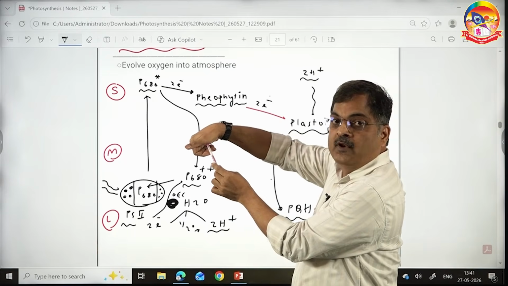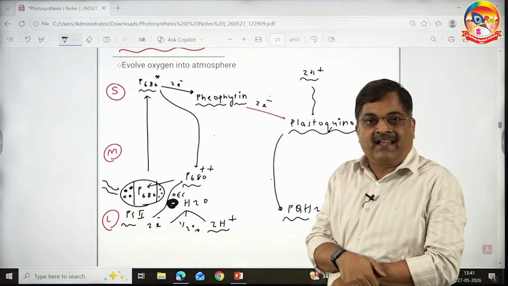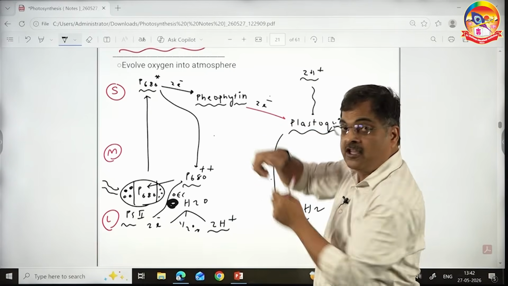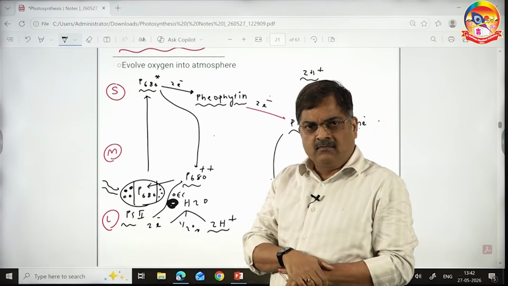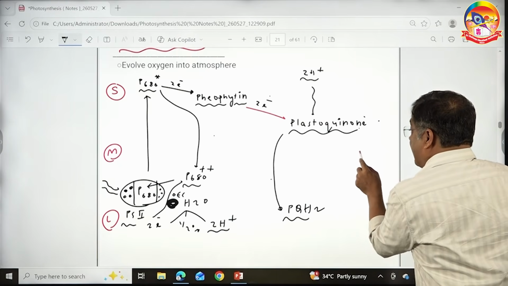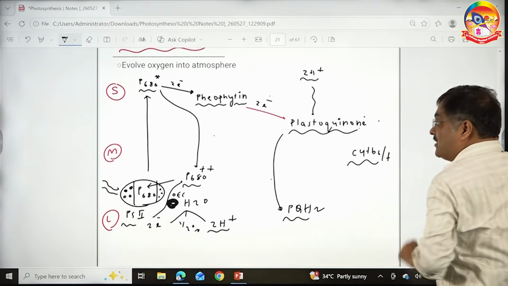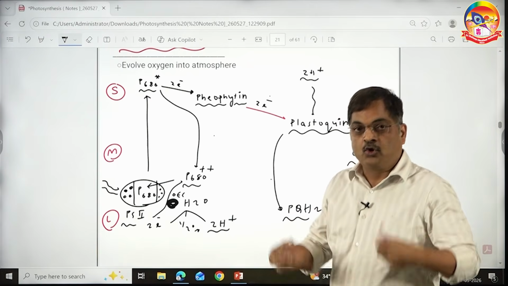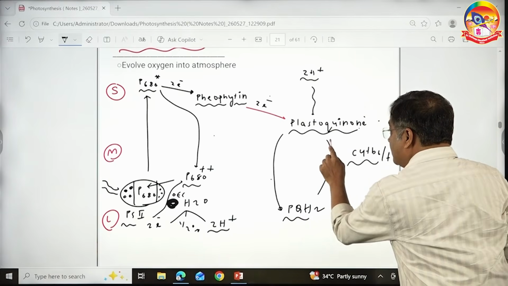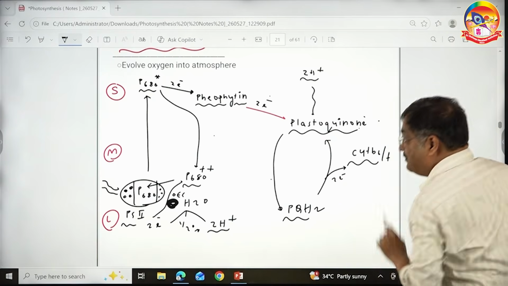Who am I? Plastoquinone. Chalo, what do I do later? After reaching here, I'm going to stand like that. On which side am I? I'm here, on the lumen side. On the membrane only, but on the lumen side. Why am I standing? I'll tell you the reason. All right, I will wait. I will wait for what? I will wait for a compound called cytochrome B6F. What does cytochrome B6F do? It is going to wake up, and what does it do? Immediately, it is going to pull two electrons, only electrons, from PQH2.